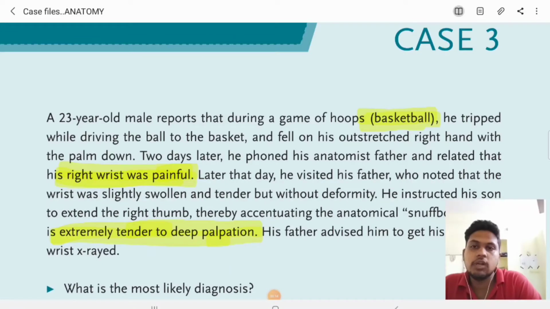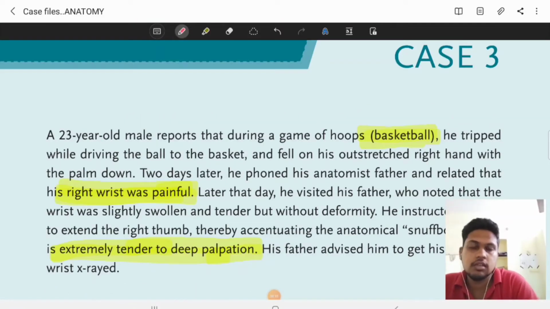tripped while driving the ball to the basket and fell on his outstretched right hand. So this is the catch here. He fell on his outstretched right hand, okay, with the palm down.